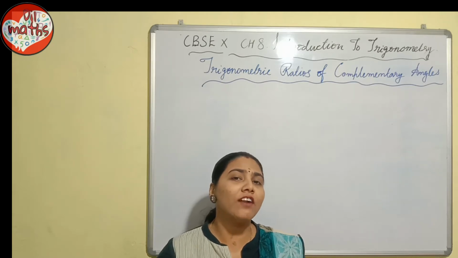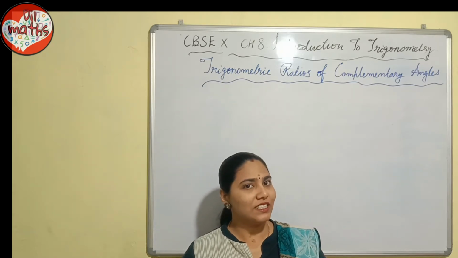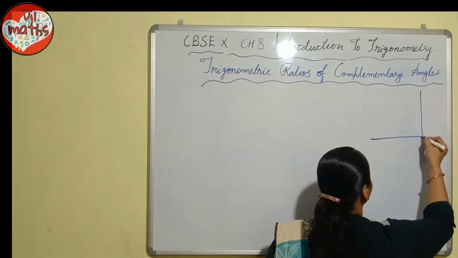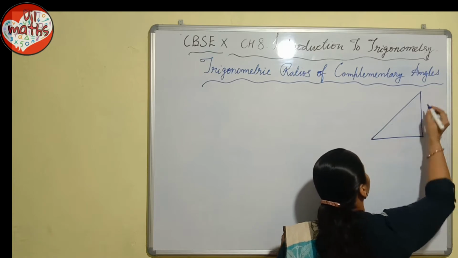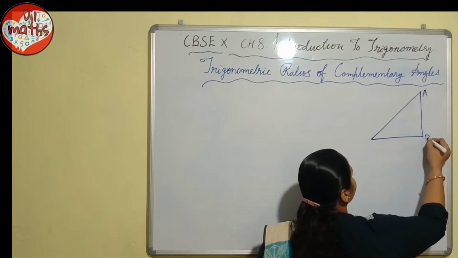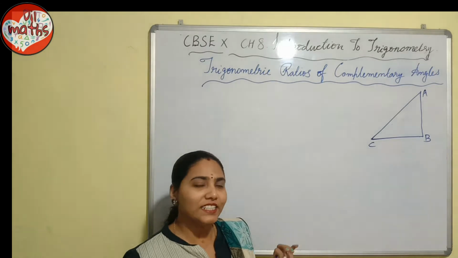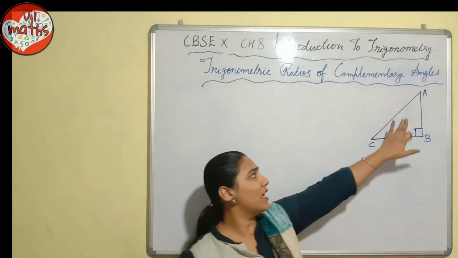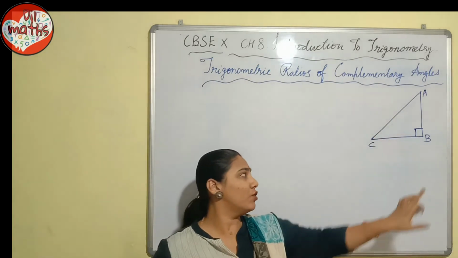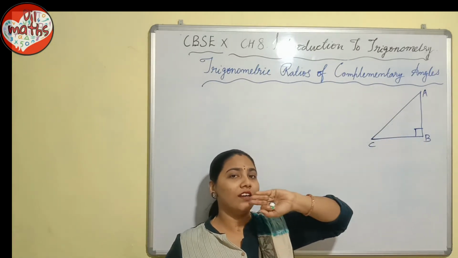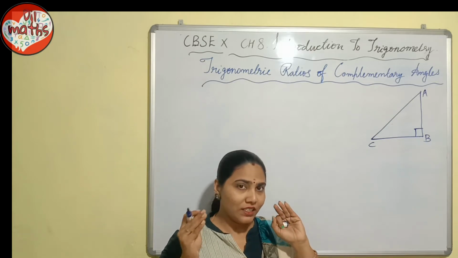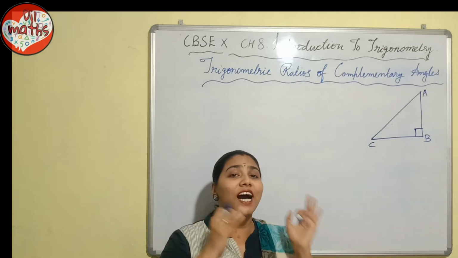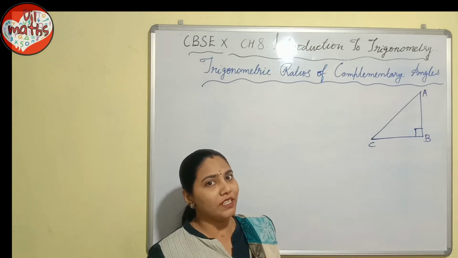In trigonometry we are always dealing with a right triangle. So we are going to take a right triangle here. This is A. It's a right triangle with the right angle at B. So what about the other two angles? You know that one angle will always be 90 degrees in a right triangle, isn't it? Then what about the other two angles? Are they complementary? Yes.